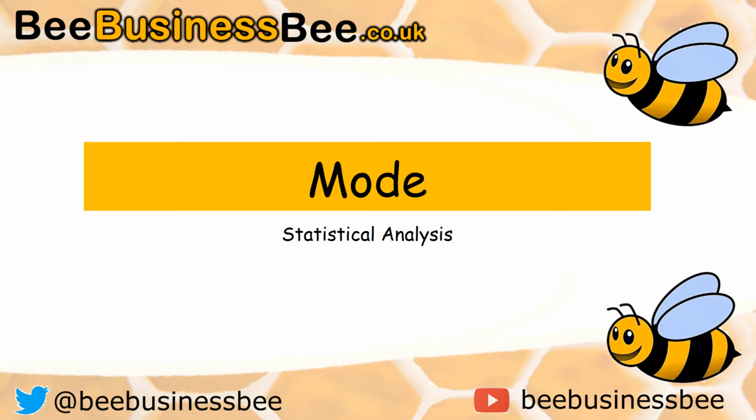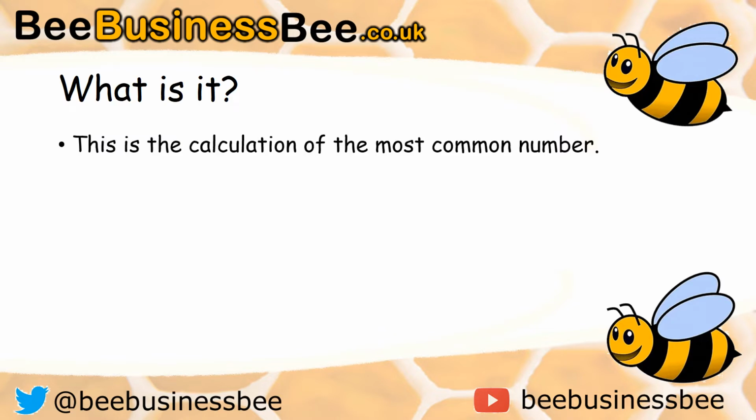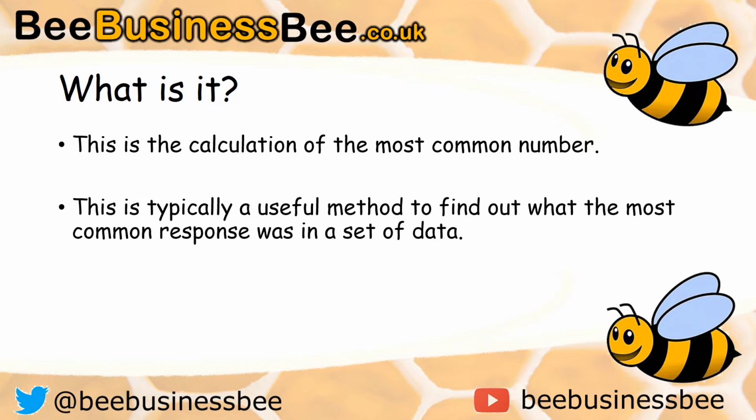Calculating the mode. In this video, I'm going to look at how you can calculate the mode and use this information to perform statistical analysis. So first, let's start by looking at what we mean when we talk about the mode. Well, what we're talking about is it being the most common number. Why is it useful? Well, typically you can use it to find out what the most common response was from a set of data.